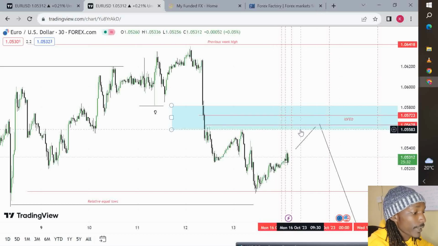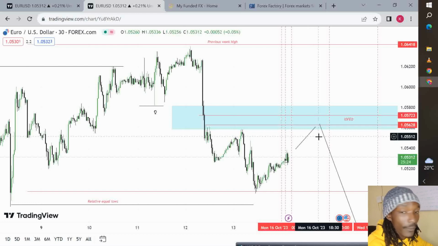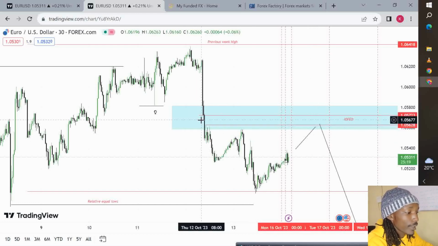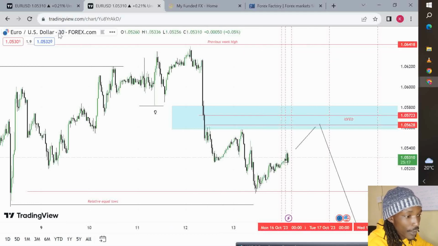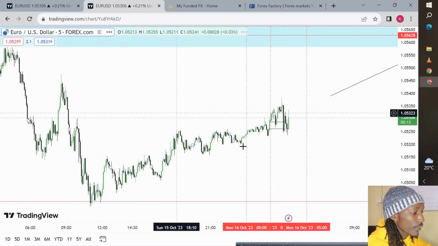If today creates the high of the week, I'll participate in these markets and short that fair value gap there, because this is buy side liquidity here on the 30 minutes chart too. So let's go to the 5 minutes and see what the market is doing right now.